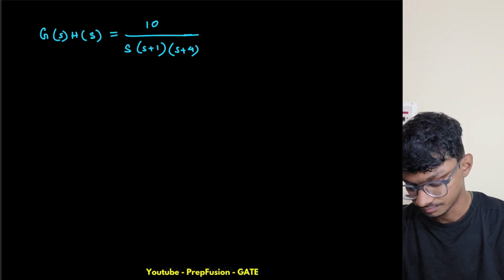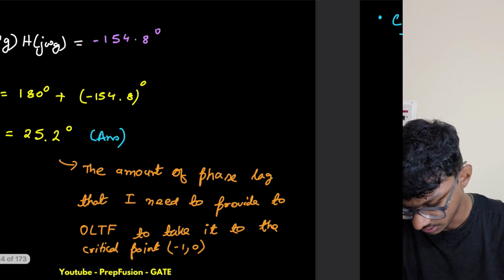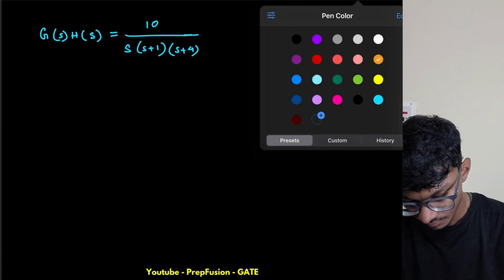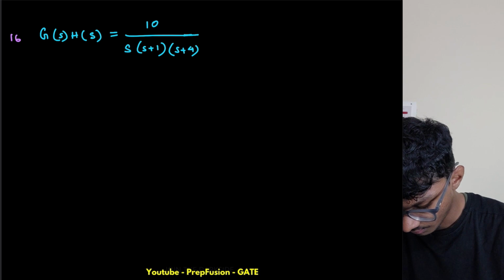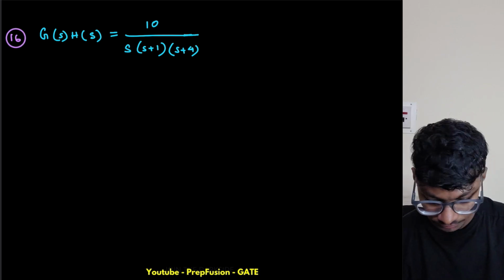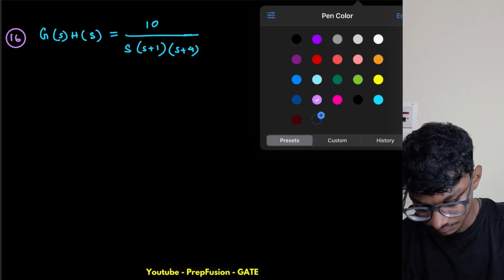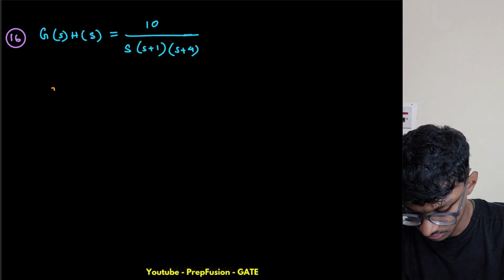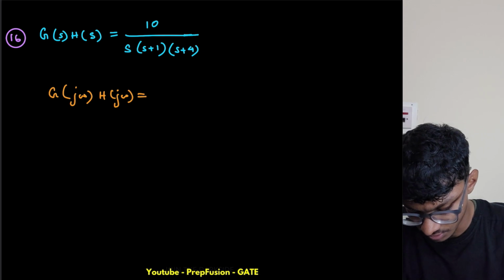Okay, so this is the what question? This is the 16th question, I think. Yeah, 16th question. Then this, G of j omega H of j omega, I will put s equals j omega over here.